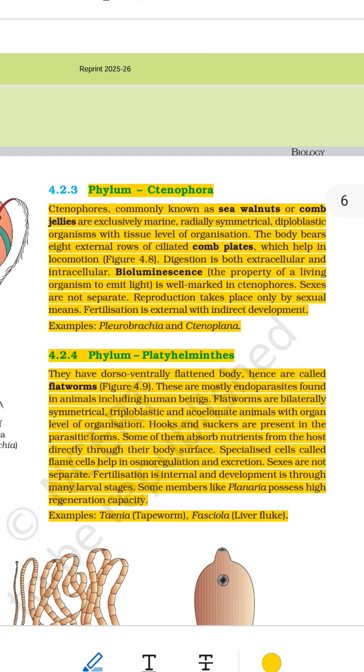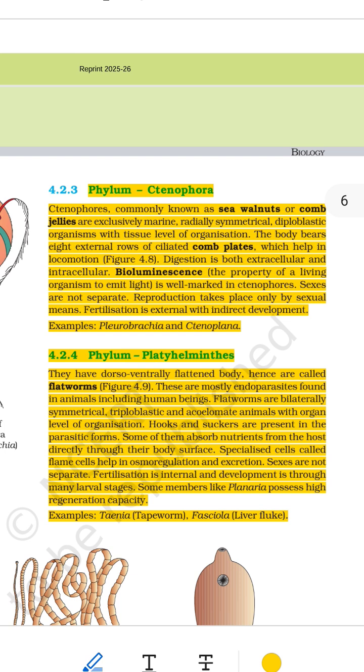Summary in simple words. Ctenophores are soft, jelly-like animals that live only in the ocean. They are often called sea walnuts or comb jellies because of their shape and the rows of tiny hair-like structures on their bodies that look like combs. These combs help them move slowly through water.